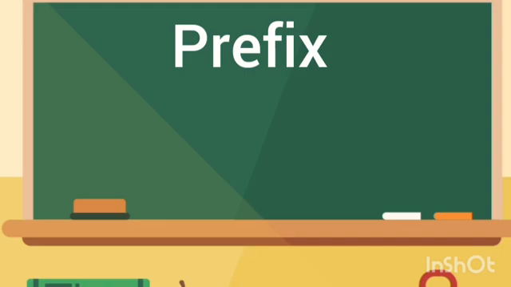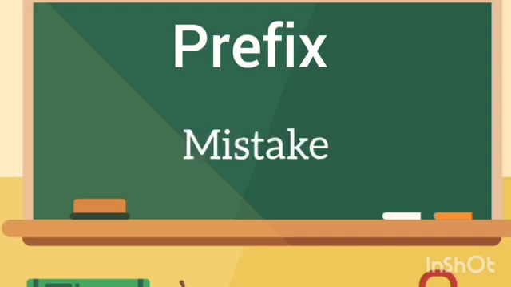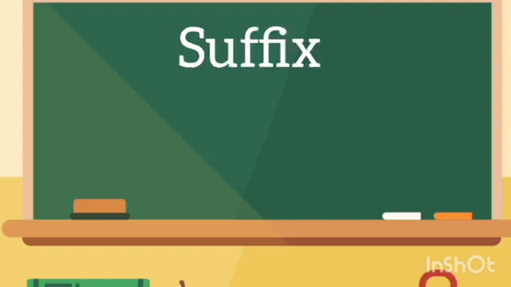For example, mistake. Mis is a prefix, and after it a base word is there. Take is a base word. What comes before that we call a prefix, right? What do you mean by suffix? A suffix is a syllable added to the end of a word. It is usually put after a base word to form a new word, right? For example, useful. Use is the base word here, and after that it adds ful, which is called a suffix, right?